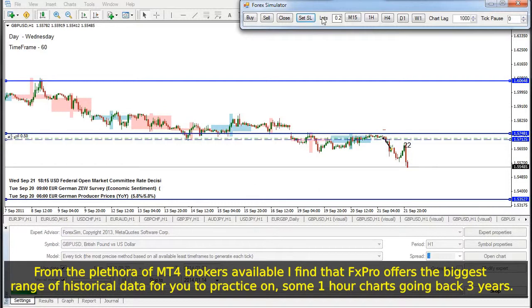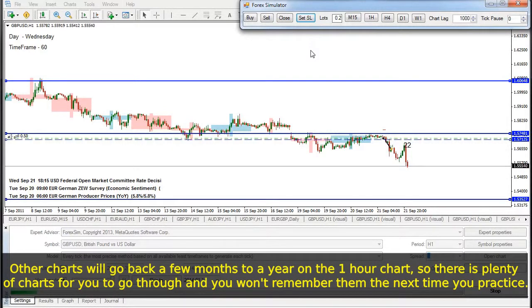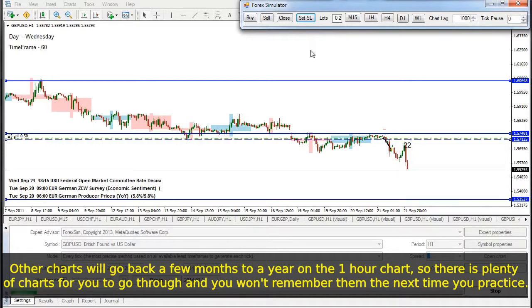From the plethora of MT4 brokers available, I find that FX Pro offers the biggest range of historical data for you to practice on. Other charts will go back a few months to a year on the 1 hour chart, so there are plenty of charts for you to go through, and you won't remember them the next time you practice.